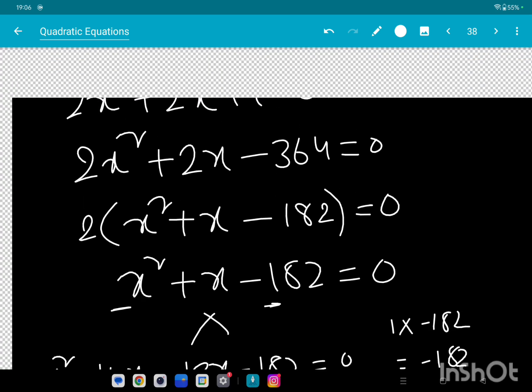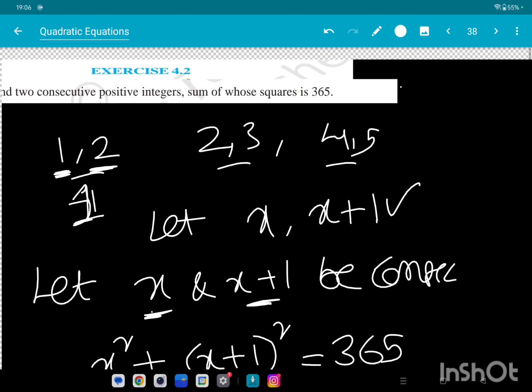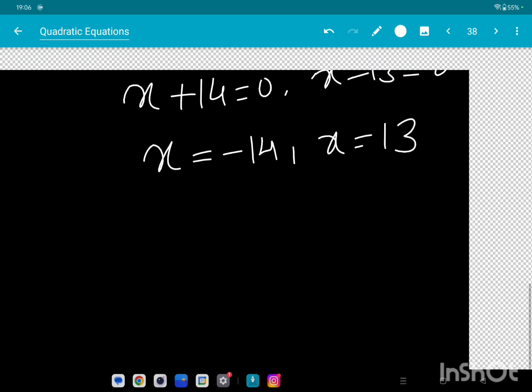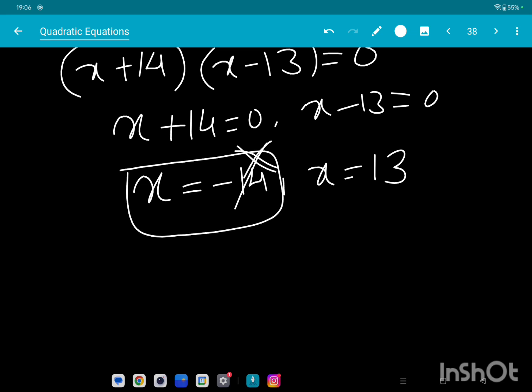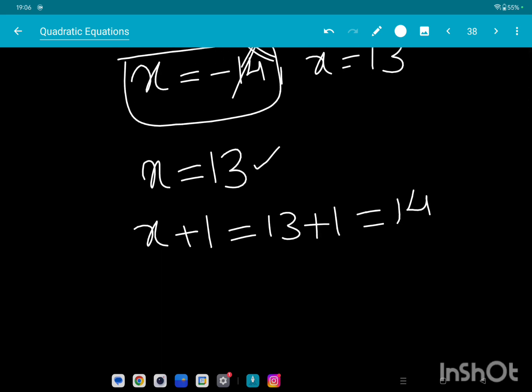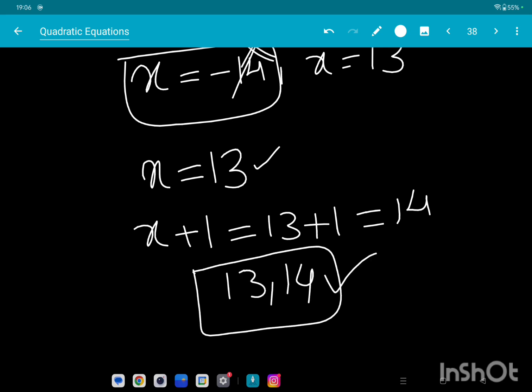It was given in the question that the consecutive numbers should be positive integers. So we will ignore the negative number. So this number is a negative number, so we can ignore that. So the main x, what is the one number? The one number is 13 and another number, which is nothing but x plus 1, which is 13 plus 1, is 14. So the two consecutive numbers are 13 and 14. This is the answer we need to find.